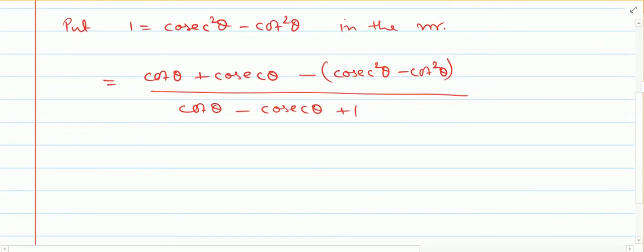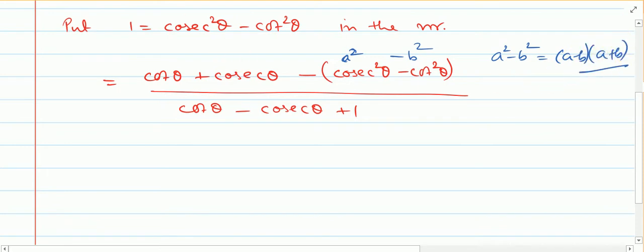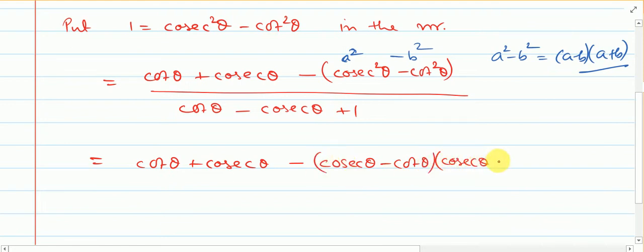Now this is like a square minus b square. If we have a square minus b square, we write a minus b into a plus b. Using this we can write cot theta plus cosec theta minus, and for cosec square theta minus cot square theta we can write cosec theta minus cot theta into cosec theta plus cot theta.